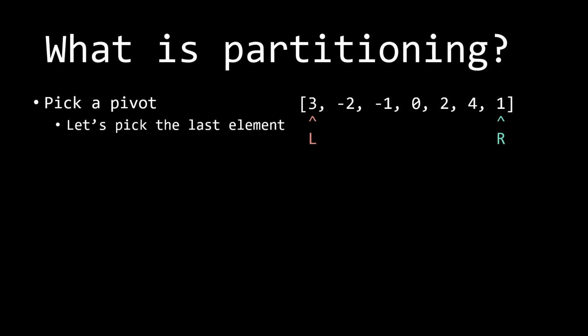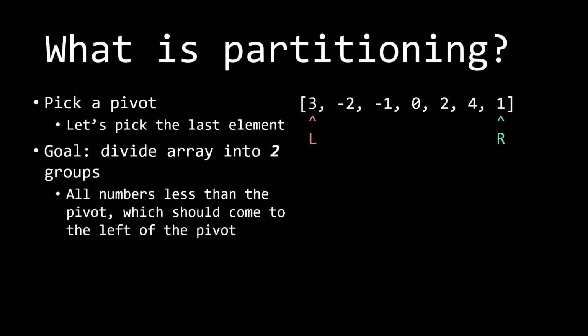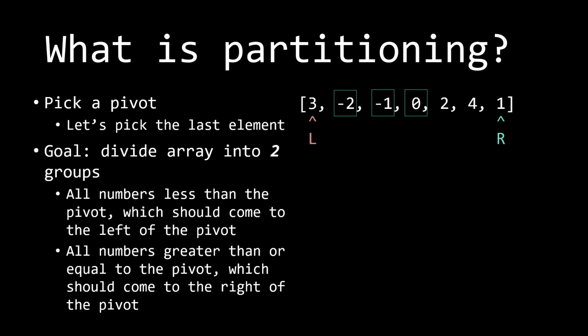The goal of the partition function is to divide this array into two groups. The first group is all elements less than the pivot, and these are going to come to the left. The second group is all elements greater than or equal to the pivot, and these are going to come on the right. As you can see here, I have all the elements selected that are less than the pivot. What we want to do is create another group that's greater than or equal to the pivot. Those are these elements here.